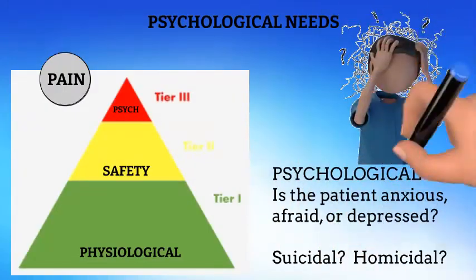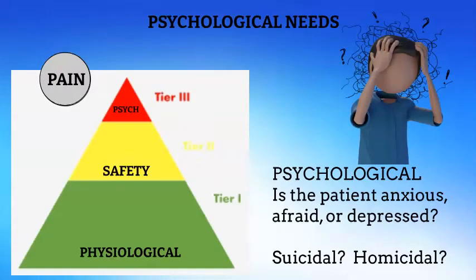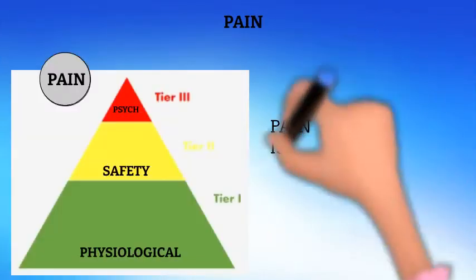Now we can move up to the top of the pyramid, to the psychological section. We ask ourselves, is our patient anxious, afraid, depressed? The big difference here is asking the question regarding suicidality or homicidality. If the patient is suicidal or homicidal, this would bump them up to the safety category, as we need to protect them from themselves or protect others from them.